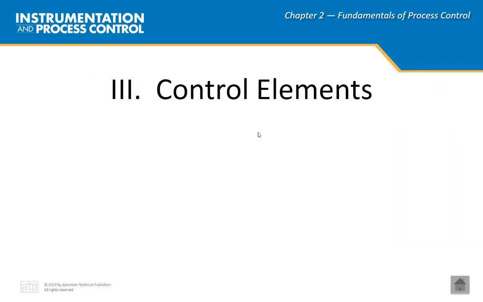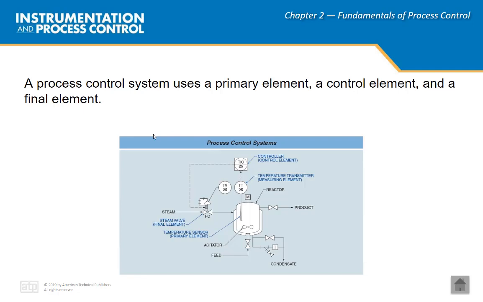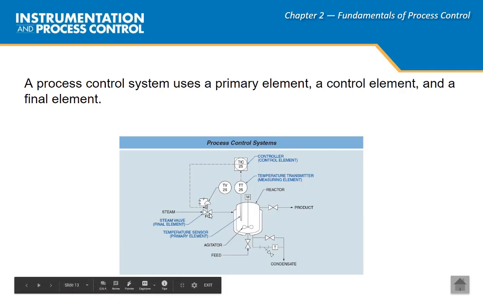Next is control elements. What is a control element? A process control system uses a primary element, a control element, and a final element. And they go into detail about that system here. This is what is known as a P&ID drawing. We're going to be studying these later. And with a P&ID drawing, you have these symbols here.